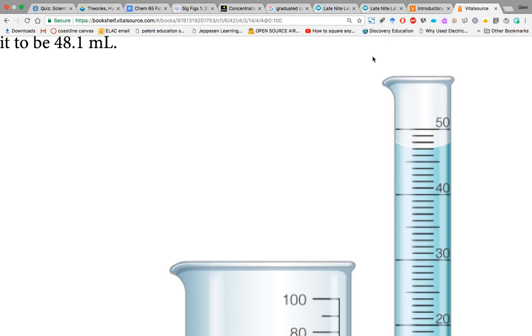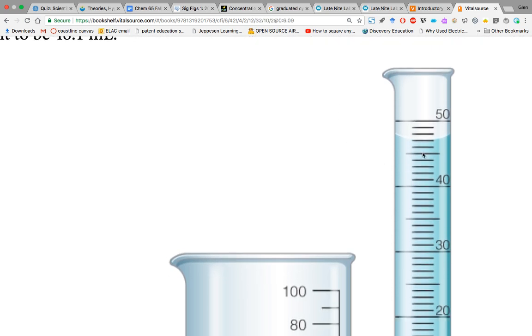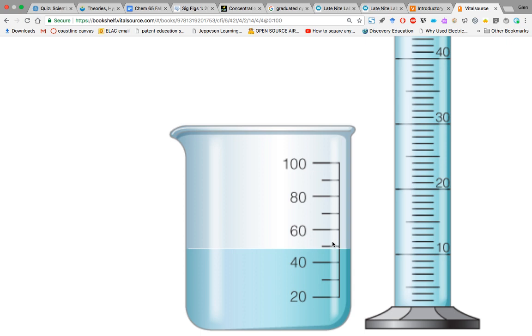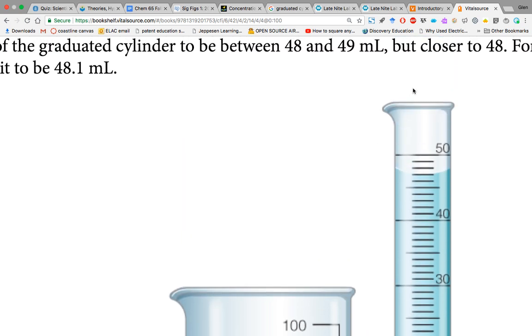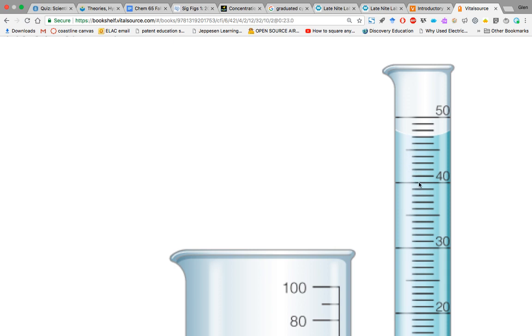So this graduated cylinder is better than the beaker because look, it has all these marks in between the 40 and the 50, whereas the beaker didn't have any marks between the 40 and the 50. What do these marks mean? Well, there are 10 steps here.